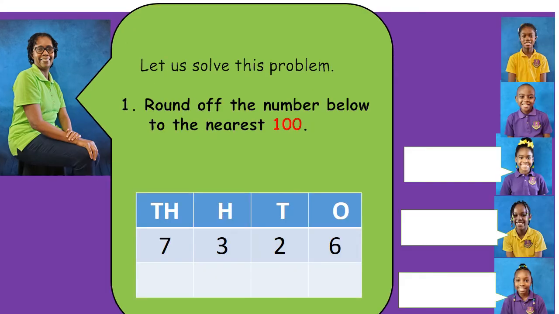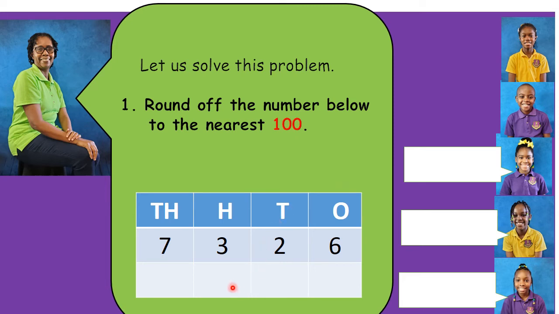Now we are going to solve some together. All right. Are you ready? I know you are going to master this problem. All right. So we are rounding off this number 7,326 to the nearest 100. And just follow the steps. First thing you're going to do is to find your place. And in this case, we are rounding off to the nearest 100. So find the hundreds place.